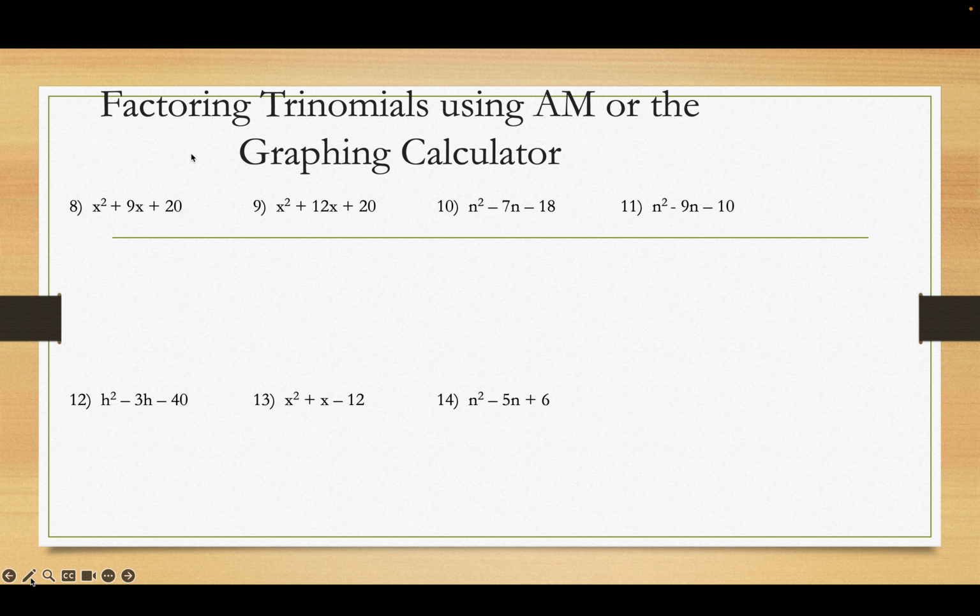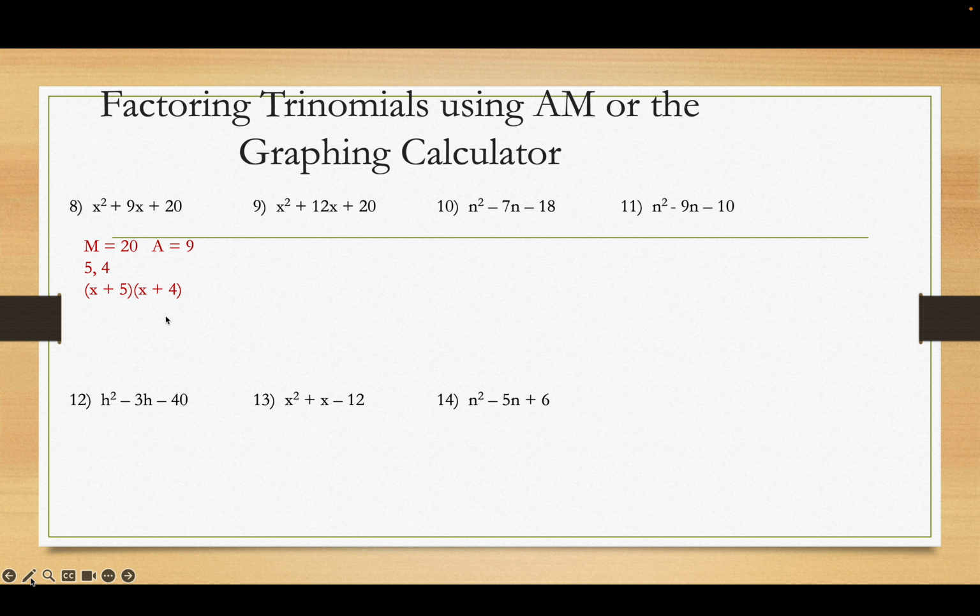Okay, so factoring out x squared plus 9x plus 20, I want 2 numbers that multiply out to 20 and add up to 9. Oh, that would be 5 and 4. Multiply out to 20, add up to 9. That's AM. 5 and 4. So that would make the factors x plus 5 and x plus 4.